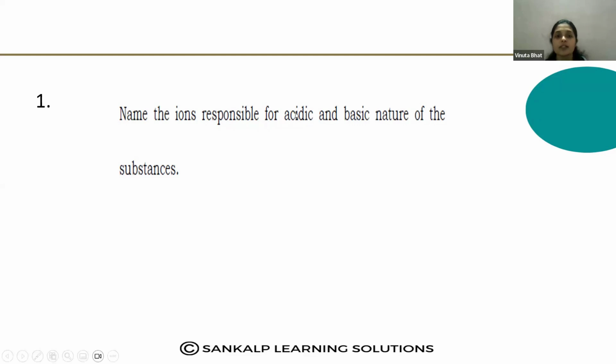Name the ions responsible for the acidic and basic nature of the substances. Here, the ions responsible for the acidic character are the H plus ions, and the basic nature of the substance is because of the OH minus ions. So the ions responsible are H plus ions and OH minus ions.